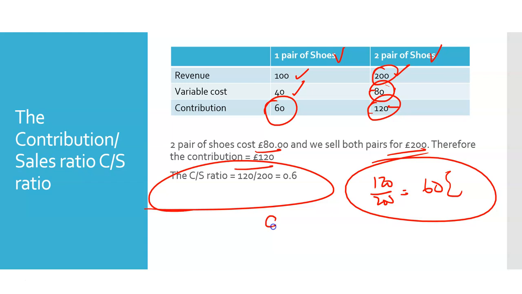So we can see here that it doesn't really matter how many shoes we sell. The ratio of contribution to revenue is fixed, because the truth is they're both variable, right? An increase in our assumptions with output, there's no change.